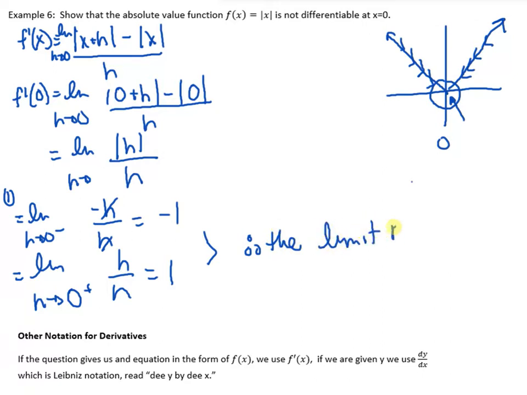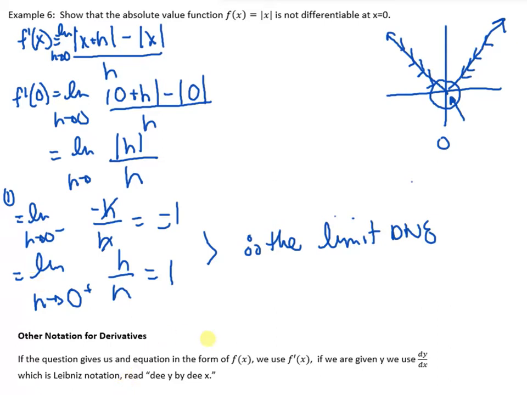So we talked about how the limit does not exist if there's a cusp or a crease, or a vertical tangent, or if it's discontinuous. In this case, the limit does not exist because the limit from the left-hand side does not equal the limit from the right-hand side.